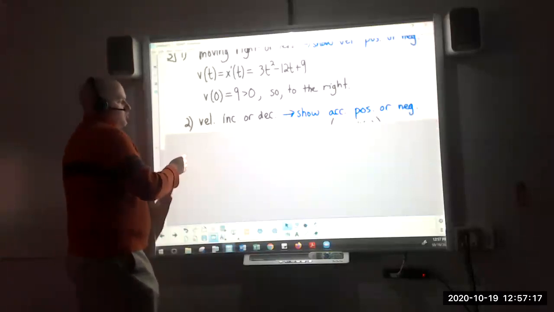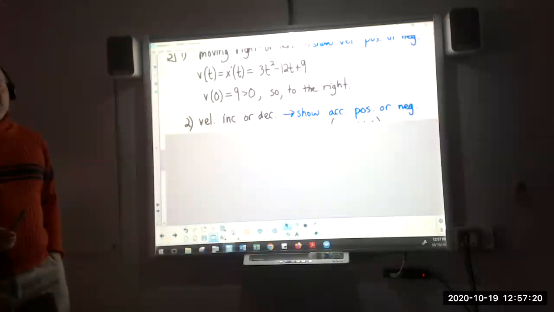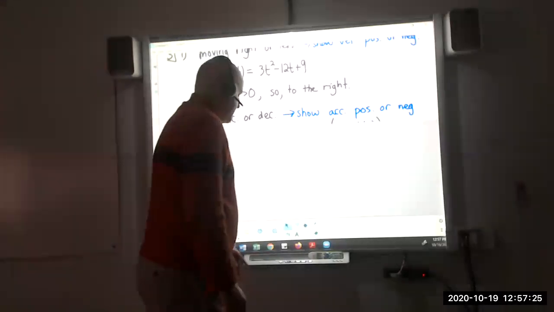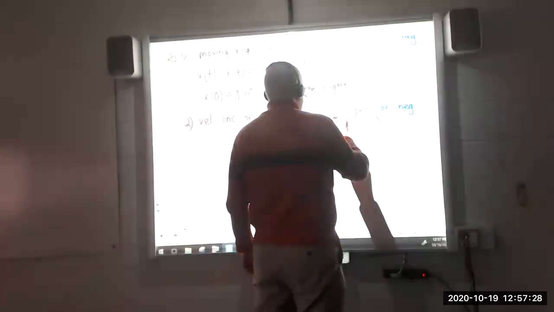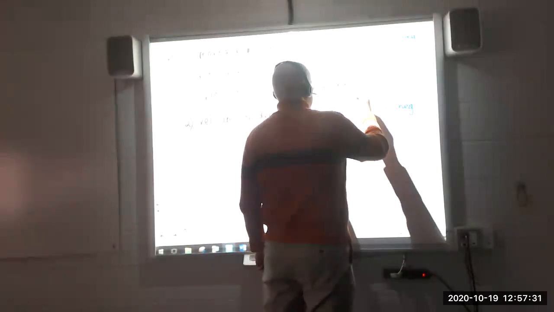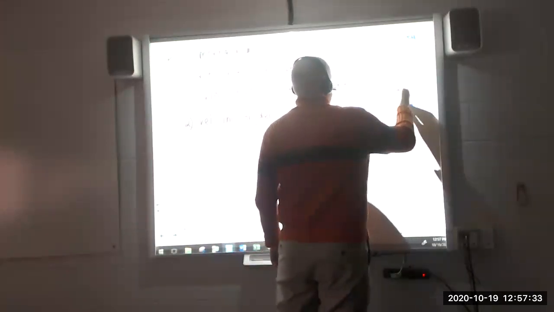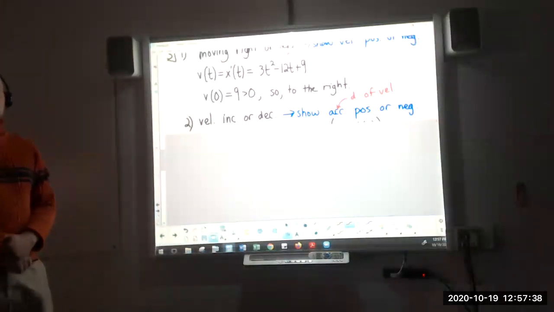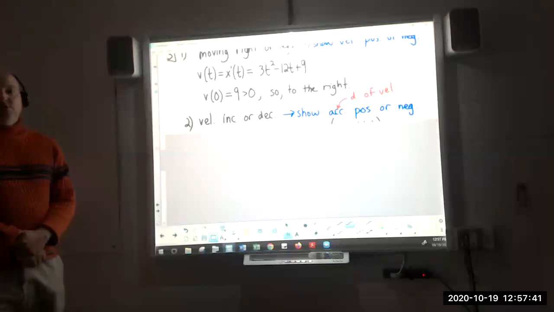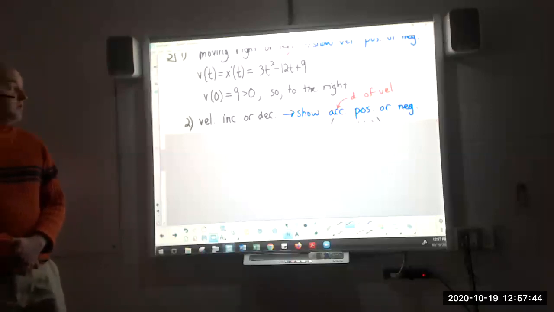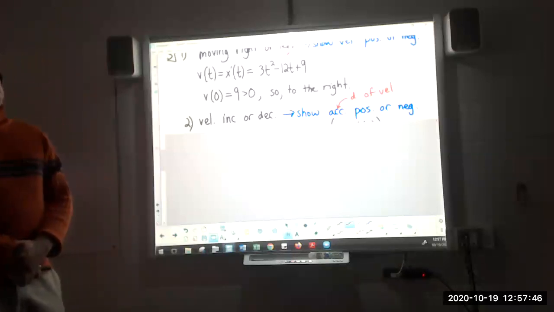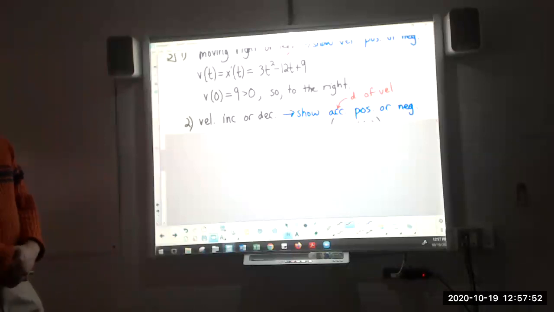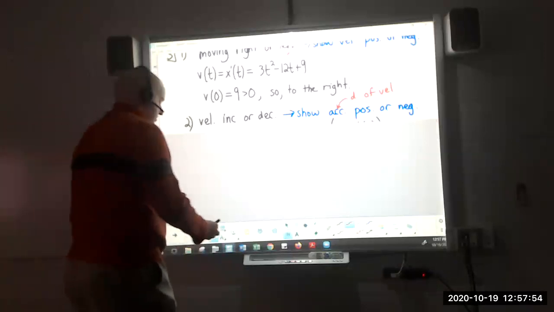Okay. Number 2, I started out in a similar fashion. I said velocity increasing or decreasing means I need to show the acceleration is positive or negative. Why acceleration, you may wonder? Because acceleration is the first derivative of velocity. And we remember from earlier in the class that when a function is increasing, its derivative must be positive. Likewise, decreasing and negative, and the reverse is true. If a function's derivative is negative, the function is decreasing.